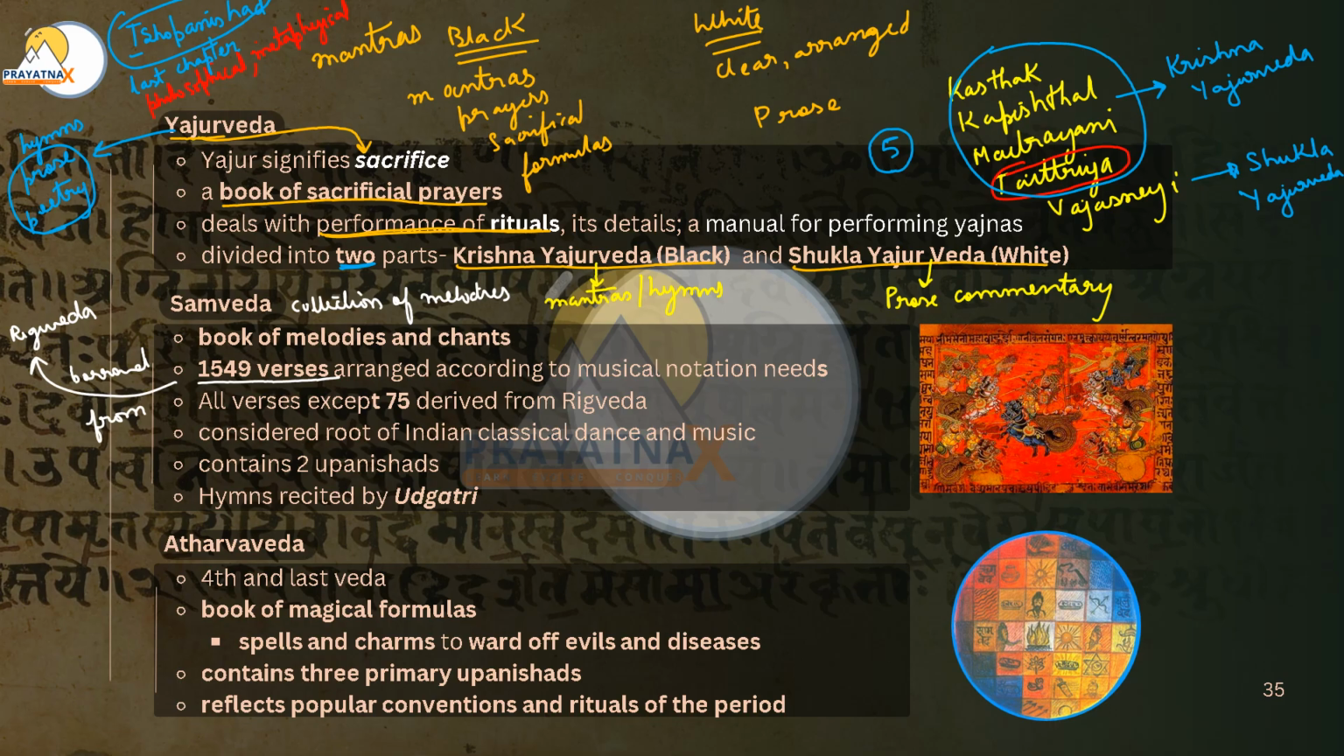Now it basically has two parts, the Purvachika and the Uttarchika. Now this has six subdivisions which are called Apathaka, whereas Uttarachika has nine subdivisions called Prapathaka.